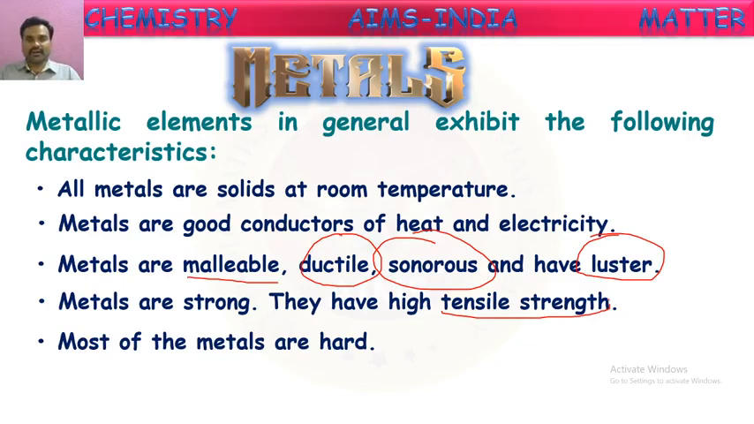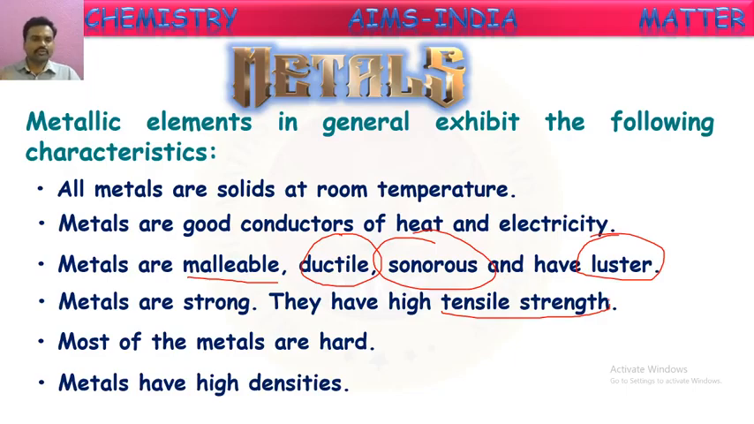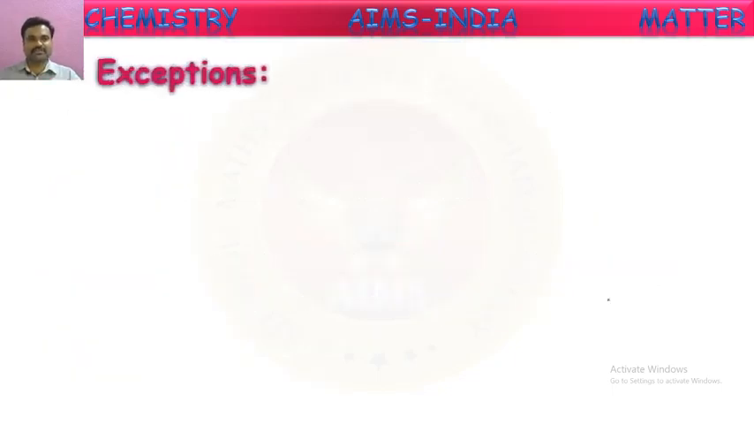Most of the metals are hard. Metals have high densities; they are much denser. So the metals have all these properties. But there are some exceptions. Some elements do not have one or more of these properties. Even though they are metals, they won't exhibit one of these properties. Let us see those exceptions here.